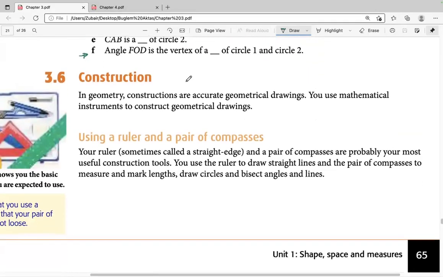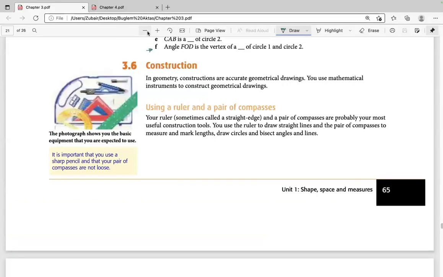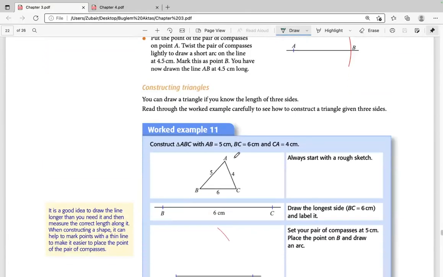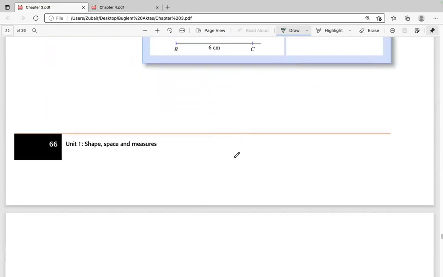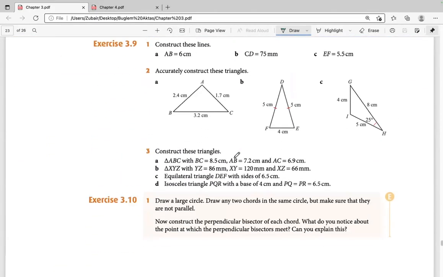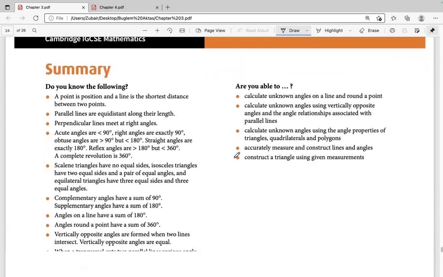Okay. Now construction. Have you ever gone through that? No. Oh wait, no, I have done constructions before. Construction of triangle, construction of quadrilateral. I have. You know how to draw perpendicular bisectors and angle bisectors? Yeah, I do.